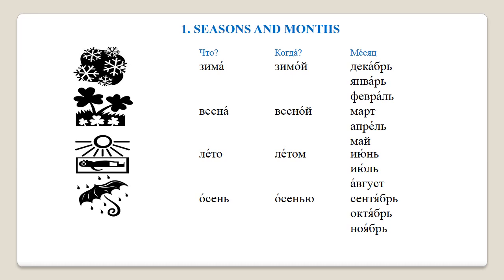Что? Winter. Зима. Зима. Spring. Весна. Весна. Summer. Лето, лето. Autumn. Осень, осень.